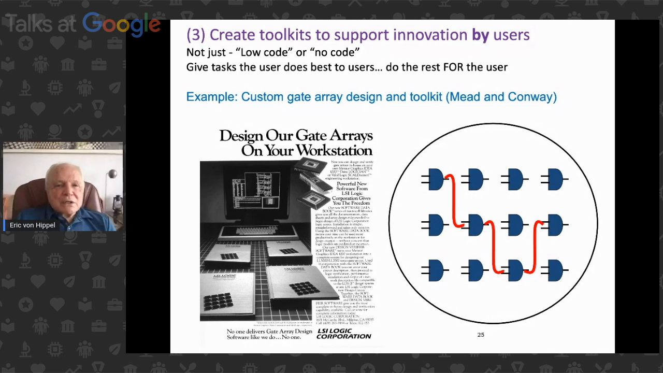Okay, so a long ago example of this, Mead and Conway, is if you know about, for instance, gate arrays and custom gate arrays, the intelligence of that system of design, that toolkit, is that all those little things in blue, those are called digital gates. Manufacturers know how to do those. They have no user content in them. There's no reason to give the user tools to develop those.